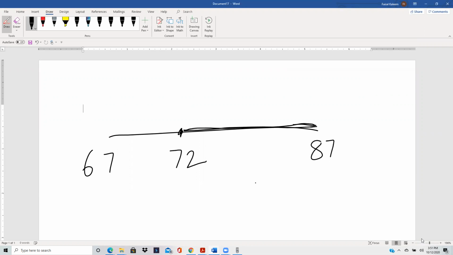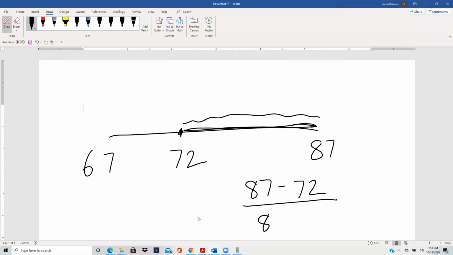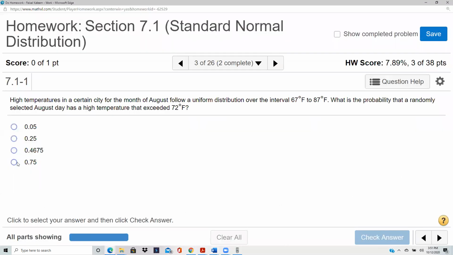So this part which exceeds 72 is 87 minus 72. And the denominator is the whole total, which is 87 minus 67, whole difference. So that would be 15 divided by 20, so that's 0.75.